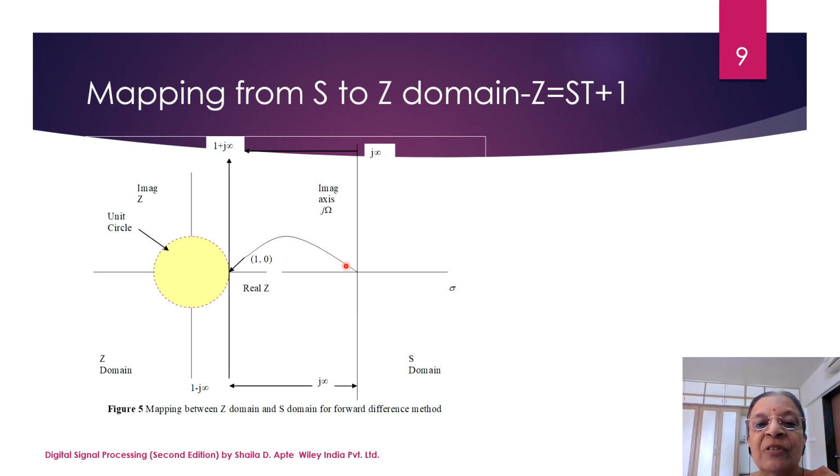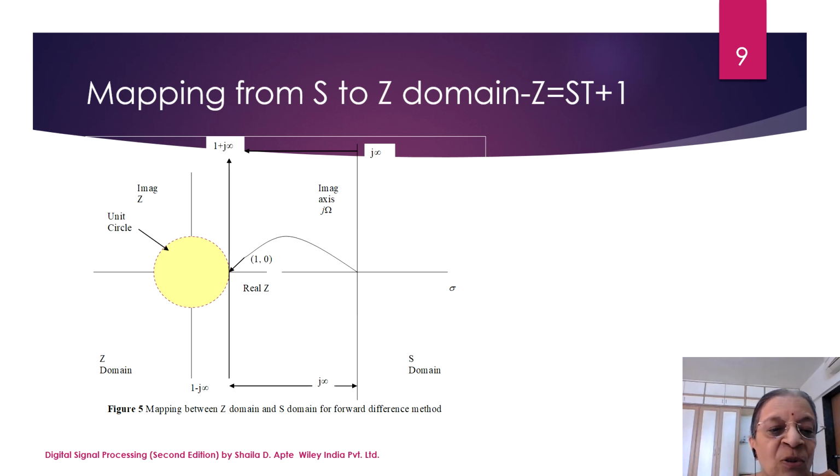Now let us see what happens when S is equal to 0. When S is equal to 0, I put it in this equation, so I get Z is equal to 1. So this point maps onto 1. And when I am moving from 0 to j infinity on the j omega axis, Z becomes 1 plus j infinity. It is mapping onto this line. Similarly, 0 to minus j infinity will map onto 1 to 1 minus j infinity. So it is not mapping inside the unit circle. So the corresponding filter will never be stable.